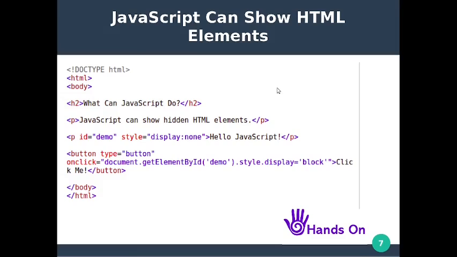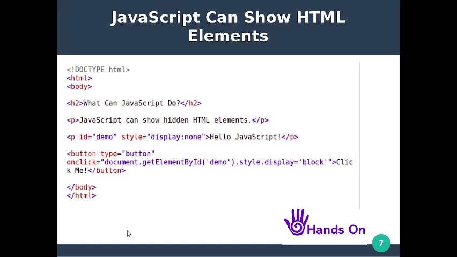Okay, JavaScript can show HTML elements. Here by default the paragraph tag has the id demo, and the style given is display equal to none, so it is hidden from the web page. Whenever the user clicks on this button, using the function document.getElementById, in the brackets you place demo, style.display equal to block. Block means we are going to show this paragraph.